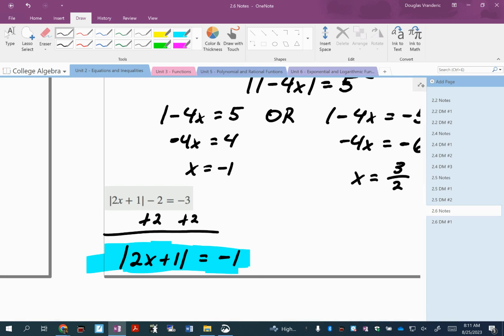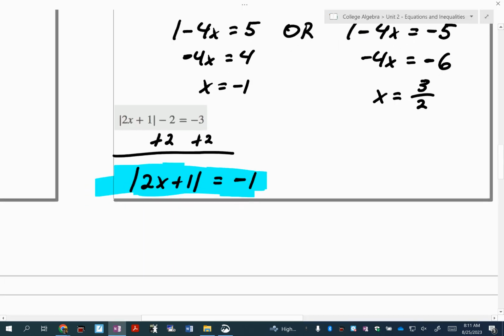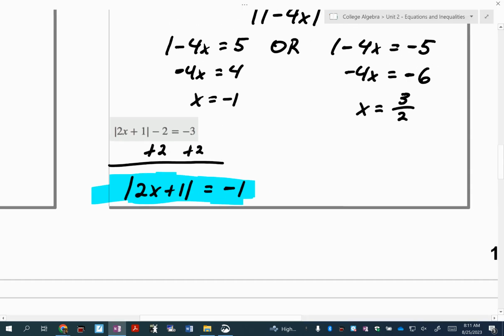We have the absolute value of something equals negative 1. So whatever I plug in, I'm going to multiply by 2 and add 1. But it doesn't matter, because at the end of the day I'm taking the absolute value, which will always make it positive. So will this ever equal negative 1? No, there's no value that would ever make this a true statement. So this is an example of no solution.